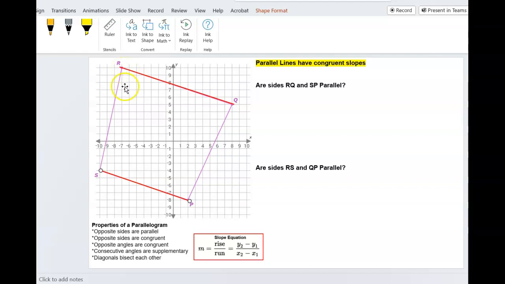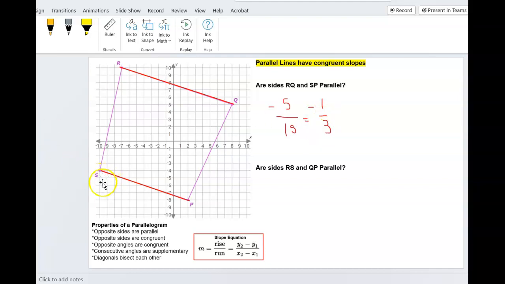1, 2, 3, 4, 5 in the Y direction, and 1, 2, 3, 4, 5, 6, 7, 8, 9, 10, 11, 12, 13, 14, 15. So we have 5 over 15 for the slope of RQ, which simplifies to 1/3. And actually negative, I should have put negative there because it's a negative slope. It's pointing downwards. And now I'm going to do SP at the bottom.